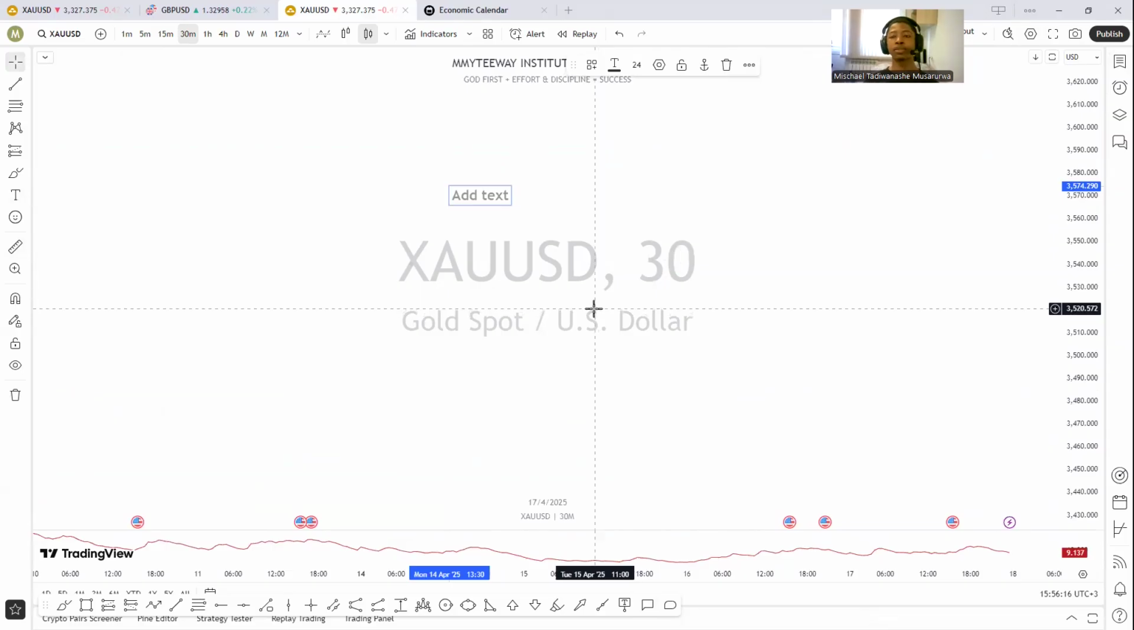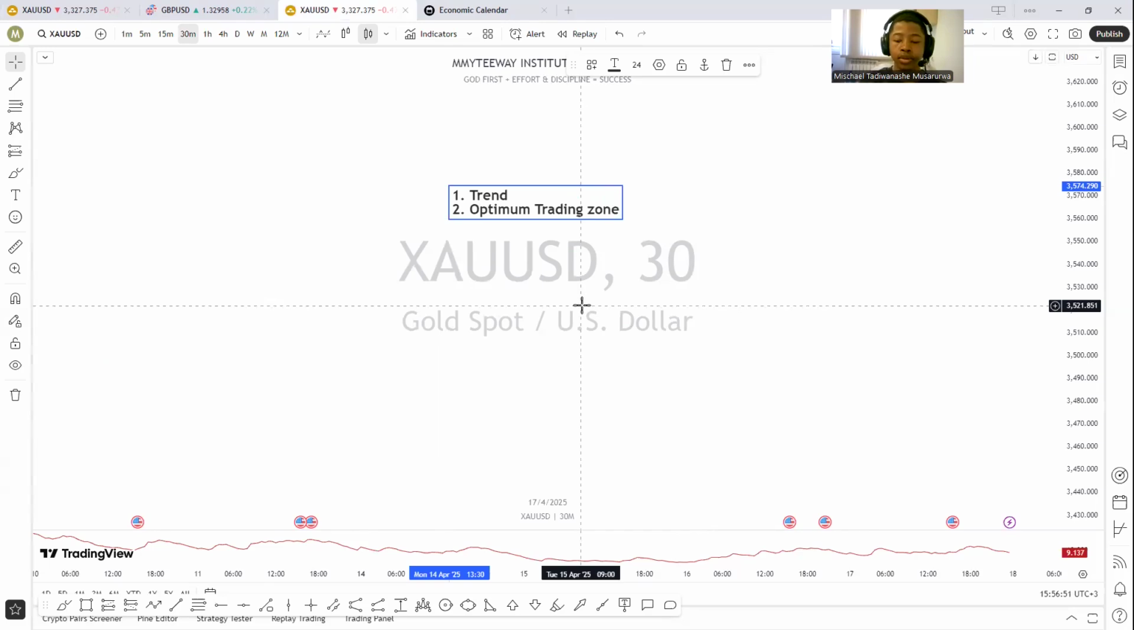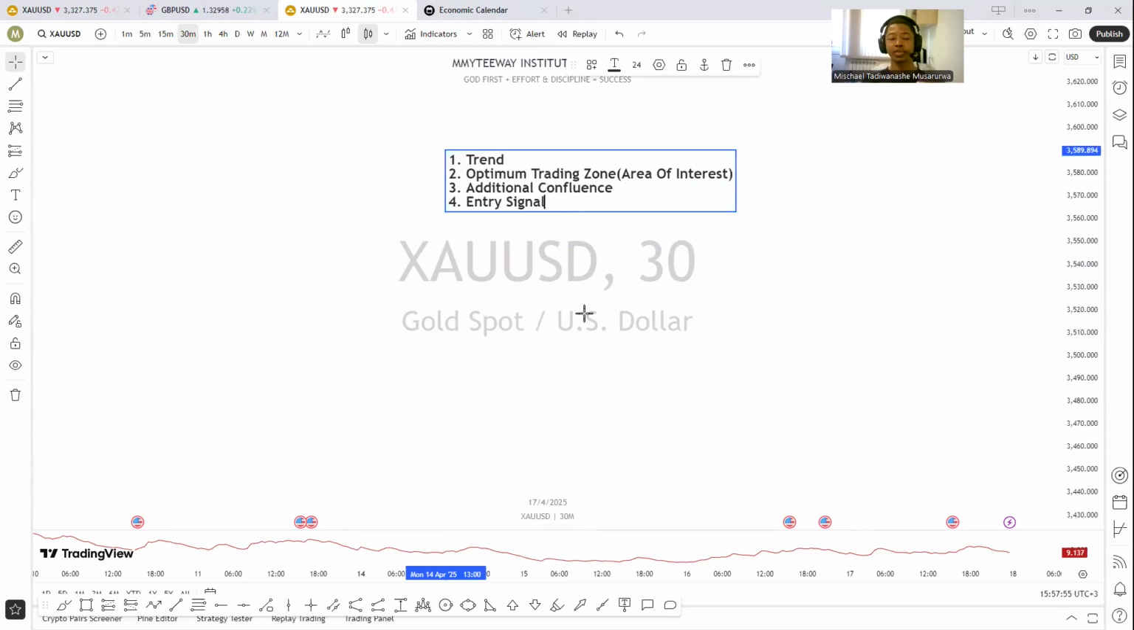So first of all, I'm just going to put down the points of the rules of my strategy, right? First of all, on number one, I look at trend, and secondly, the optimum trading zone, or you may call it the area of interest. Then the third one, additional confluence, and the last, entry signal. These are the four main considerations I take when taking my trade. Execution. For me to take an entry, I look at these four things.